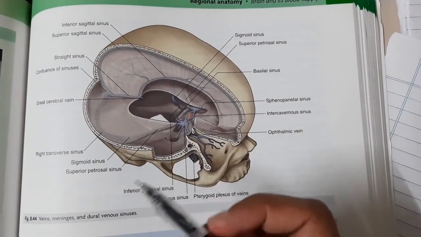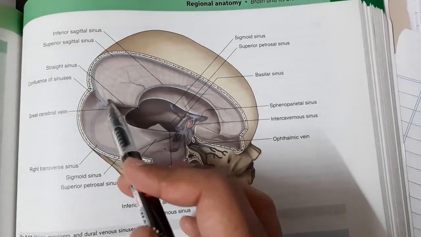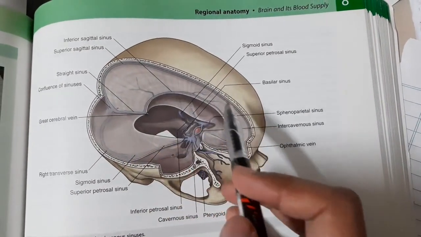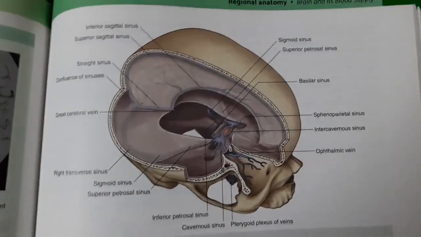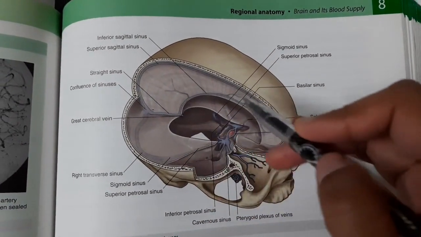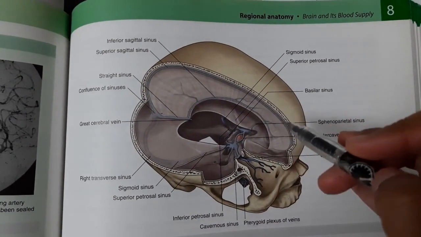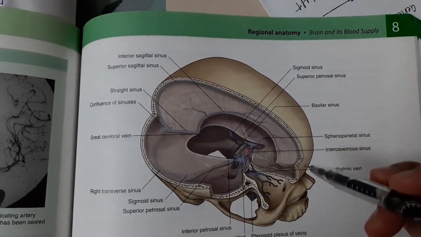These are the different sinuses which you can see. First we have the superior sagittal sinus. This sinus which you can see here is called the superior sagittal sinus, which is located in the falx cerebri. Okay, this is the falx cerebri. In the superior border of the falx cerebri, you can see this superior sagittal sinus.